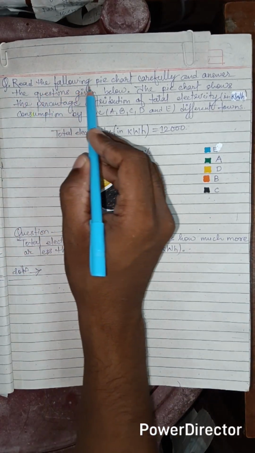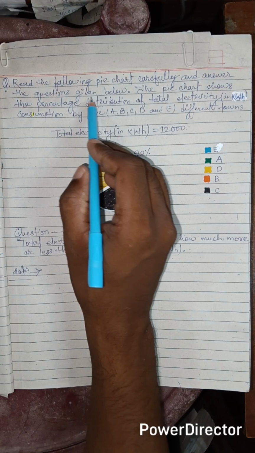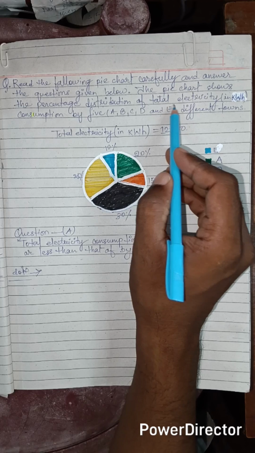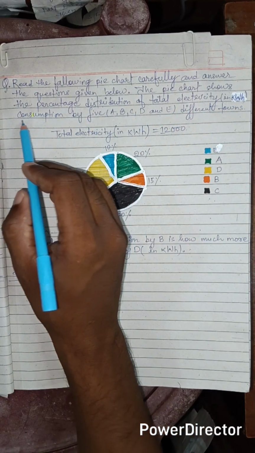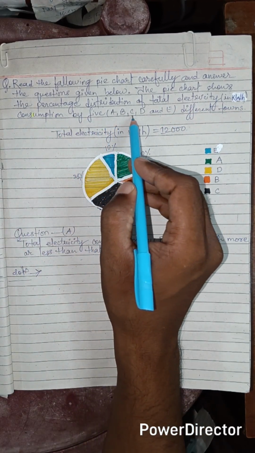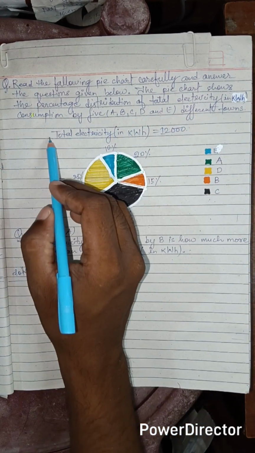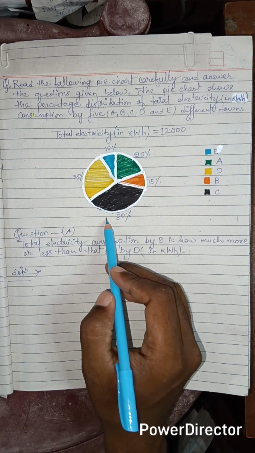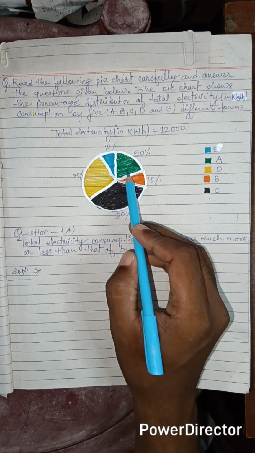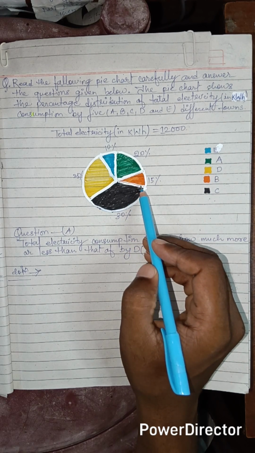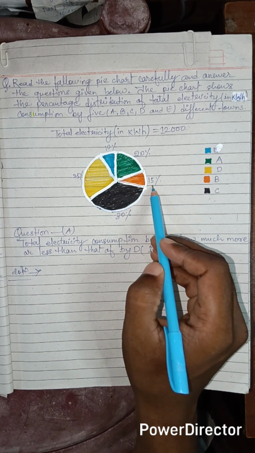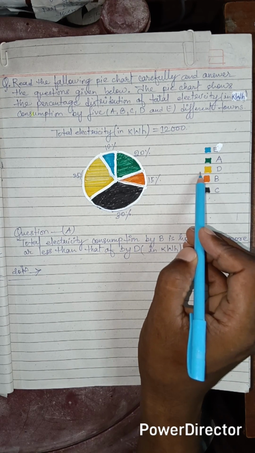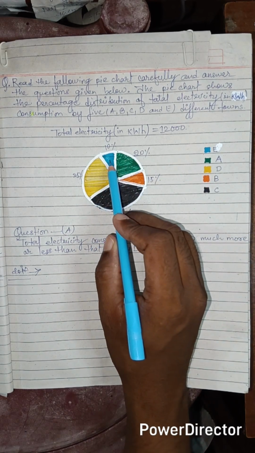Read the following pie chart carefully and answer the questions given below. The pie chart shows the percentage distribution of total electricity in kilowatt hour consumption by 5 different towns, A, B, C, D, and E. Total electricity in kilowatt hour is equal to 12,000. In the pie chart, A denotes 20%, B denotes 15%, C denotes 30%, D denotes 25%, and E denotes 10%.